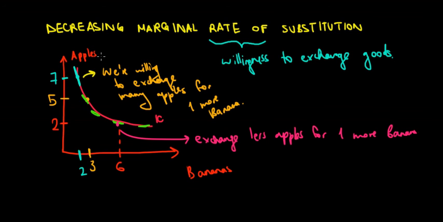And this is the case of the decreasing MRS. The marginal rate of substitution is the slope to the indifference curve, which is diminishing along the curve. Hope this makes sense. In the next video, we'll look at the opposite example. What if we have an increasing MRS?